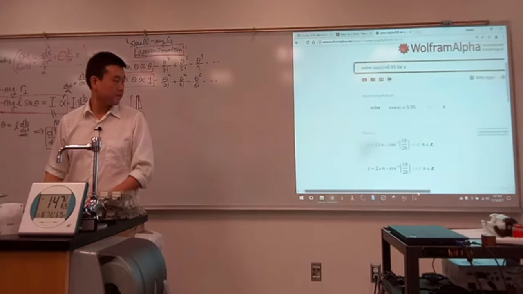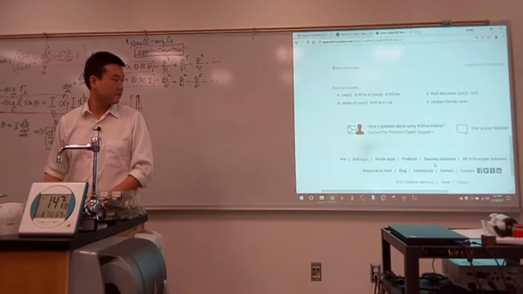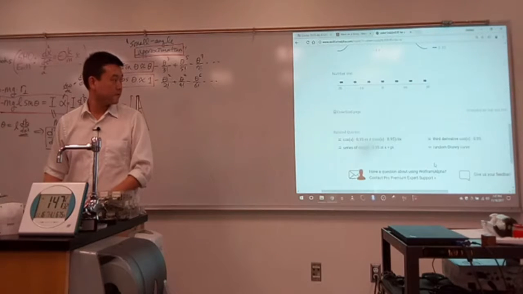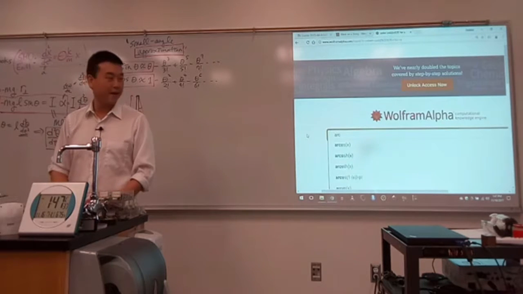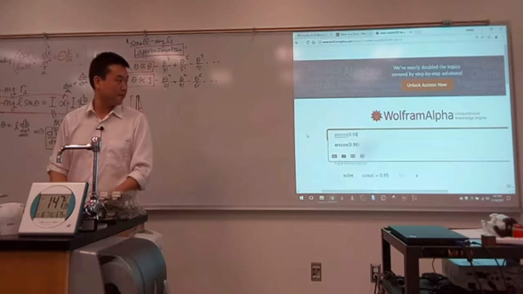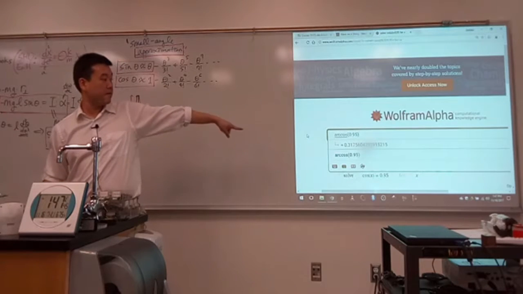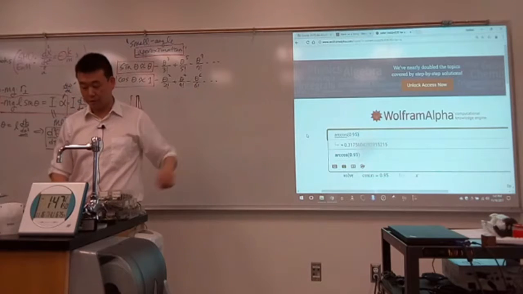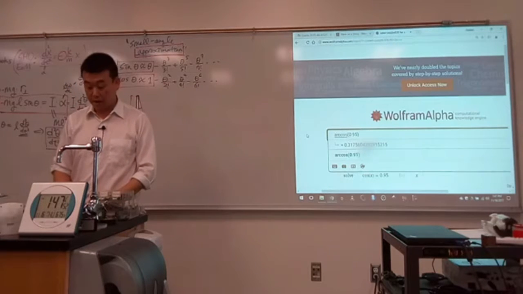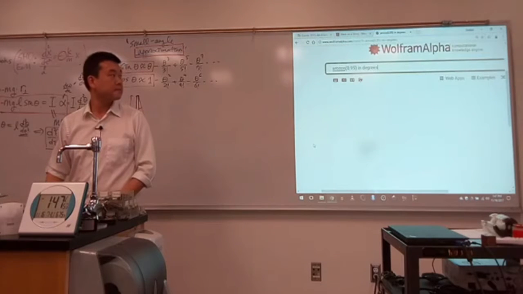Why is it not giving me a numerical value? Never mind, I should have just done arc cosine. Arc cosine of 0.95 in radians is 0.317. So you might think, oh, that's a small number, but that's in radians. In degrees, this is how big it is.